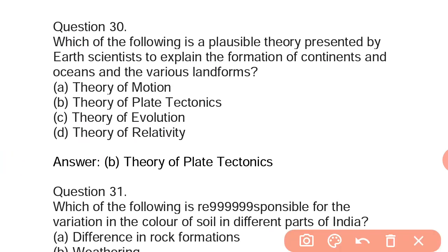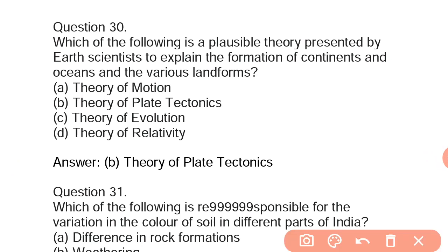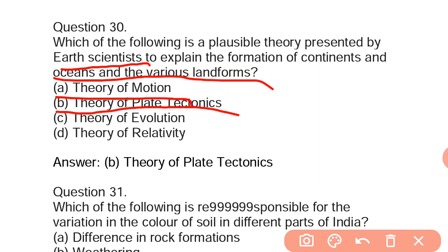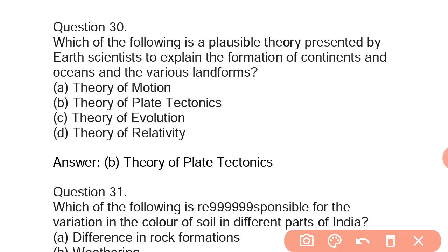Which of the following is a plausible theory presented by earth scientists to explain the formation of continents and oceans and various landforms? Option A, theory of motion. Option B, theory of plate tectonics. Option C, theory of evolution. Option D, theory of relativity. Right answer is option B, theory of plate tectonics.